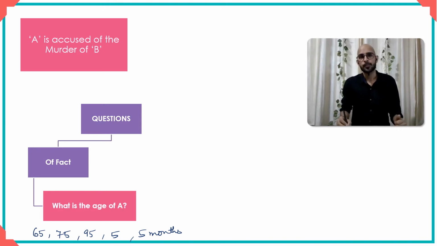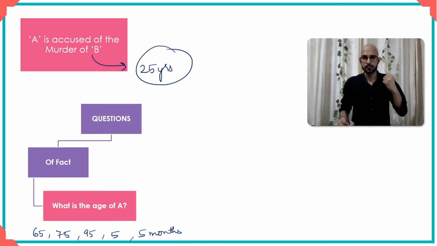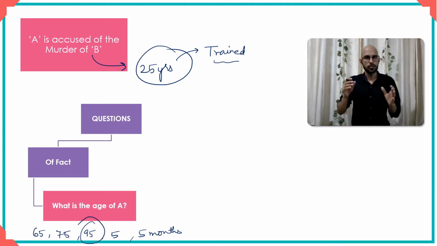Let us say B was a man of 25 years of age, okay? And he was a tough, well-built guy, and he was trained in martial arts. Now, if we say that A was 95, is A strong enough to stab B to death? Well, it's an important question. So age is important as far as the decision is concerned. But that's not what we're looking at.